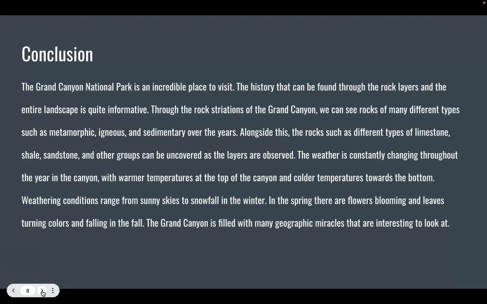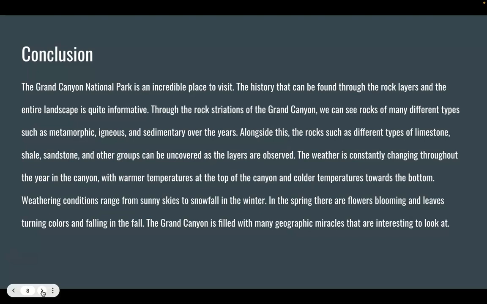And as we talked about, there were limestone, shale, sandstone, and other groups that can be uncovered as the layers are observed. Weather is constantly changing here at the Grand Canyon. Different times of the year, it could be very sunny and 120 degrees, and then the next day it can be snowing. So that's pretty interesting.